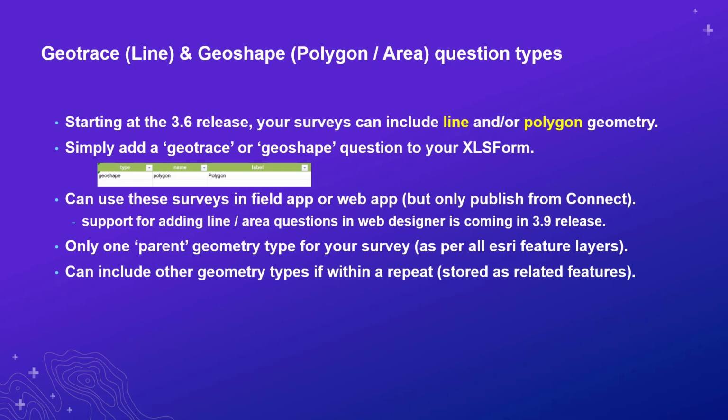As with all ArcGIS features, the parent survey can only contain one geometry type, that is a point, line or polygon. However, other geometries can be used within your survey if they are contained within a repeat, so that they are stored as related features, or if they have their bind Esri field type value set to null, so they are not stored in the feature service at all.